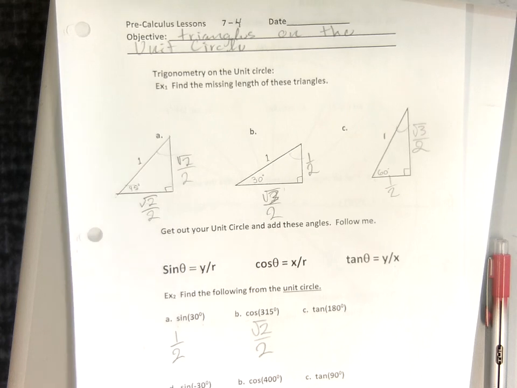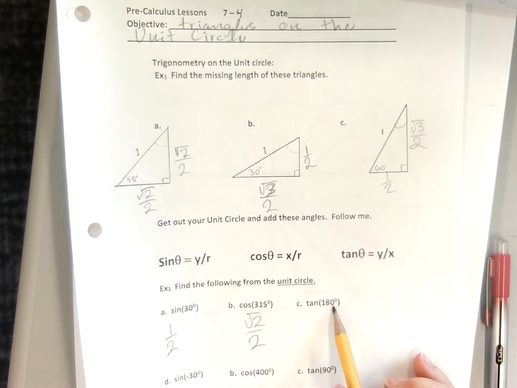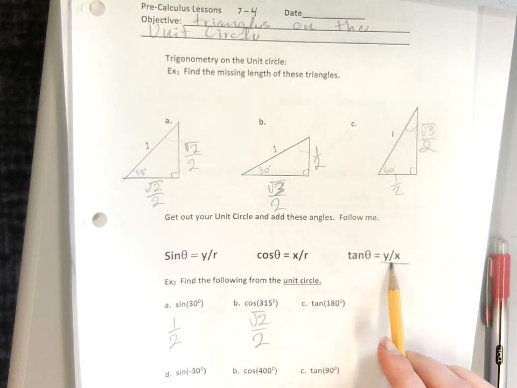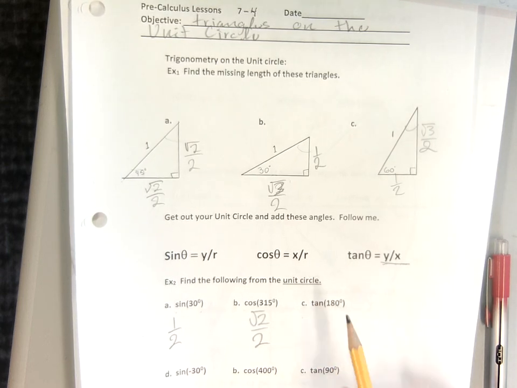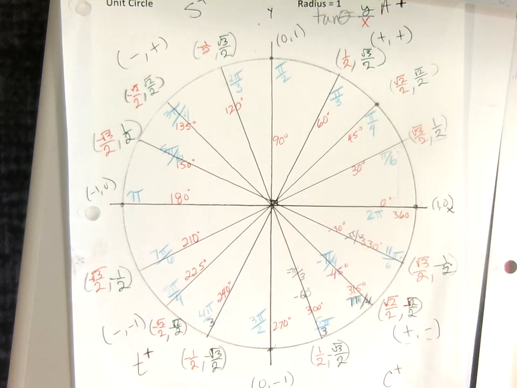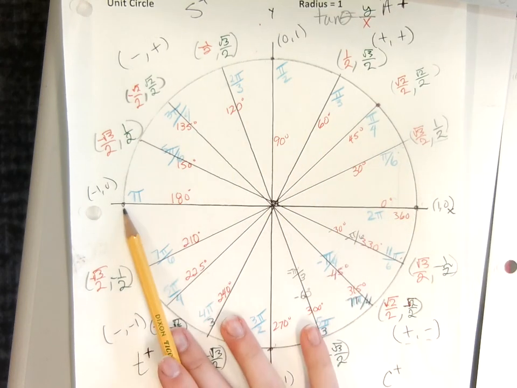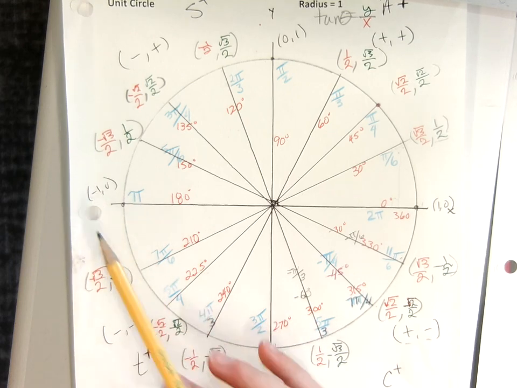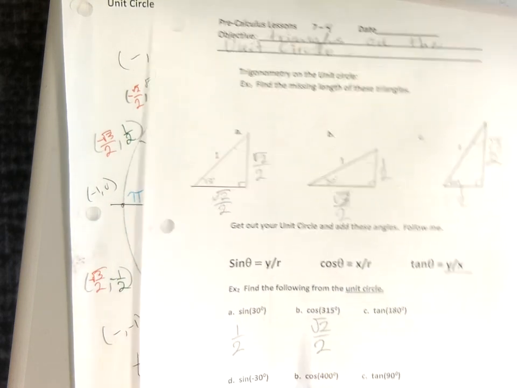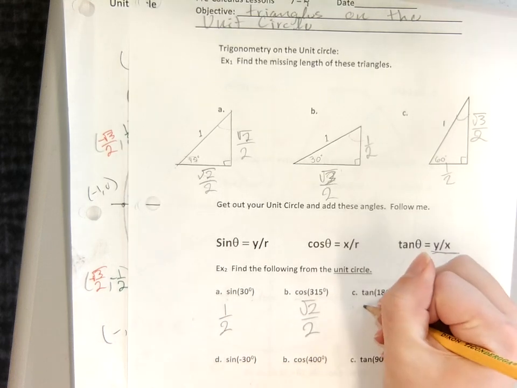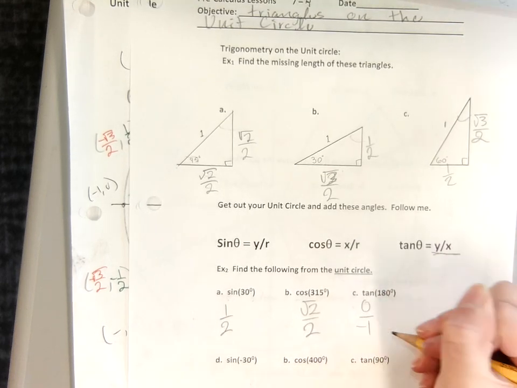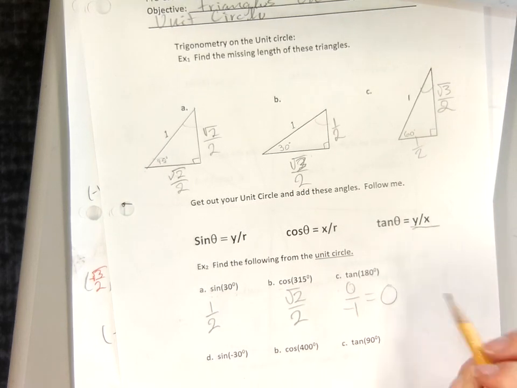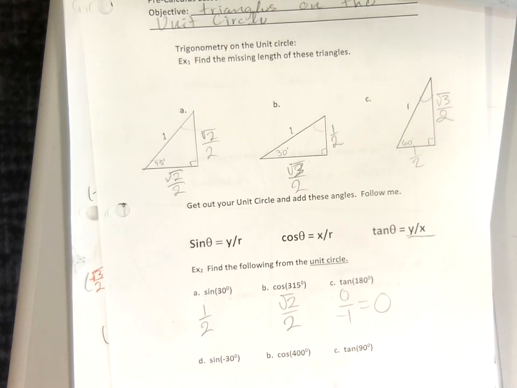All right, now tangent of 180 degrees. We're going to take the y over the x, because we are solving for tangent. So at 180, we take the y over the x. And the y value is 0 over -1. 0 over -1 equals 0. So tangent is 0 at 180 degrees.